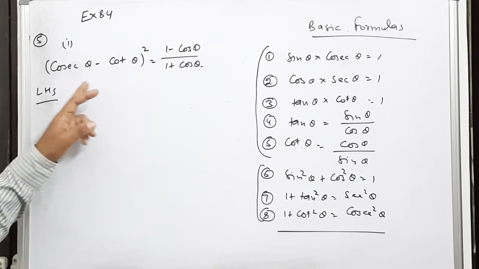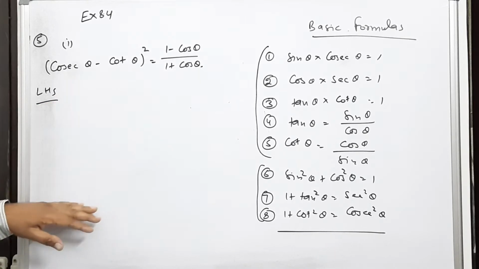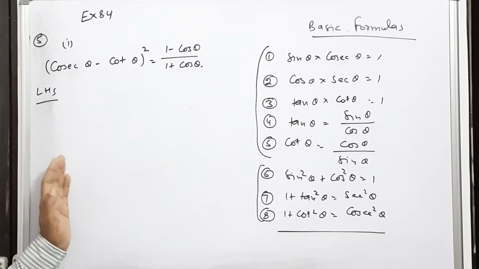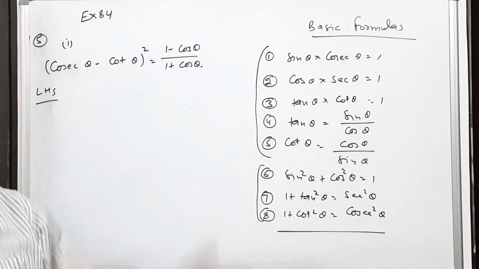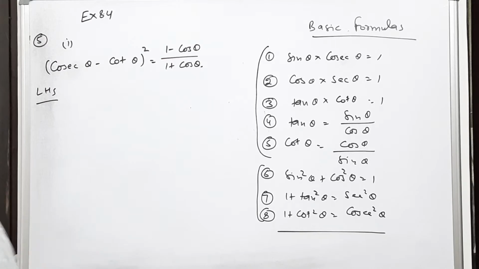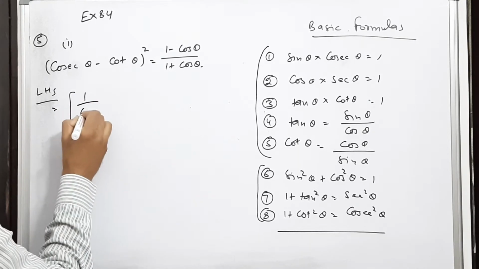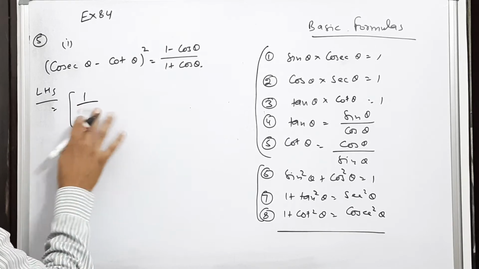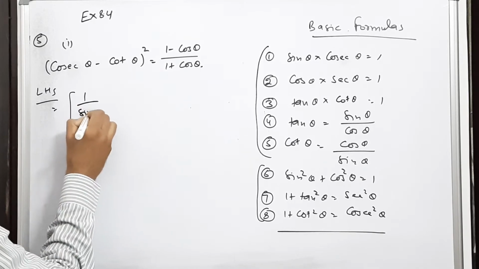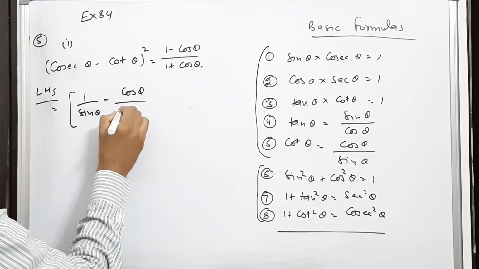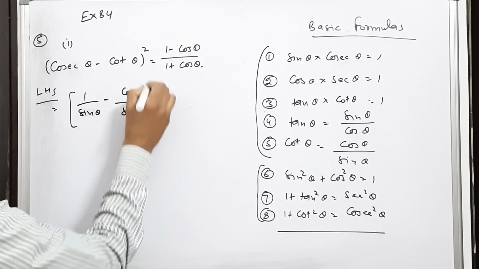Now, when you have to prove it, either you take the left hand side and get the right hand side, or you take the right hand side and get the left hand side, or you solve both sides and get them equal. Here I am taking the left hand side. I can start with the right hand side also. So when we start with the left hand side, cosec theta is 1 upon sin theta minus cot theta is cos theta upon sin theta, whole square.